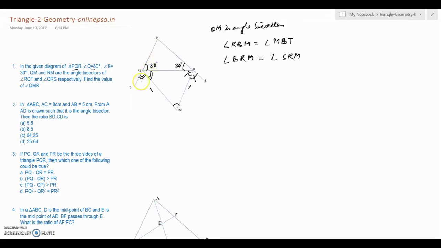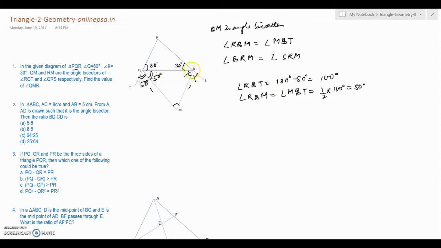Now we see that PT is a straight line, right? So the entire angle will be 180 degrees. But we see that angle PQR is given as 80 degrees, which means that angle RQT will be equal to 180 degrees minus 80 degrees, which is 100 degrees. This entire angle is 100 degrees. Now QM is the angle bisector, so half of that will be angle TQM and MQR, right? Angle RQM is equal to angle MQT is equal to half of 100 degrees, which is 50 degrees each. So this is 50 degrees and this is also 50 degrees.